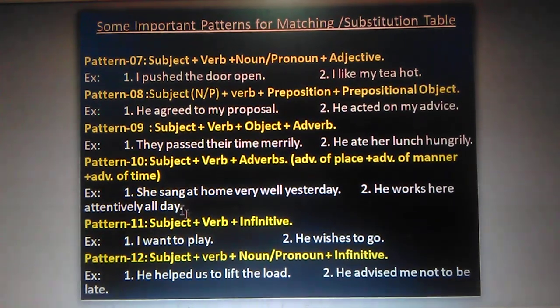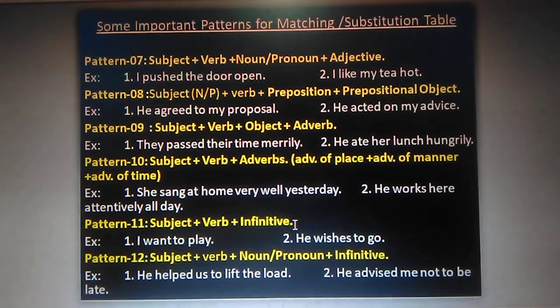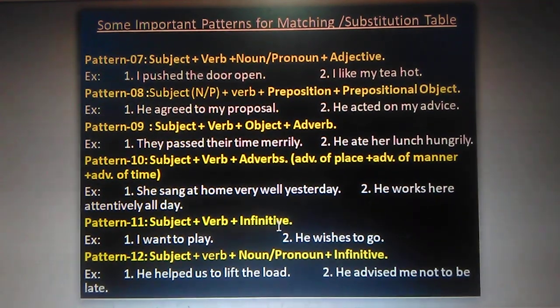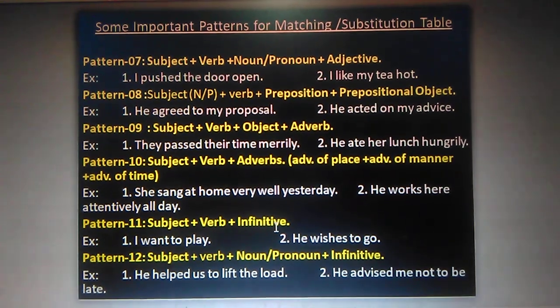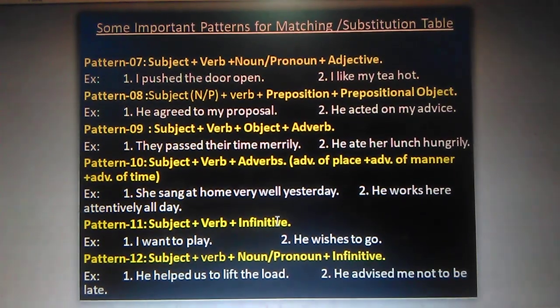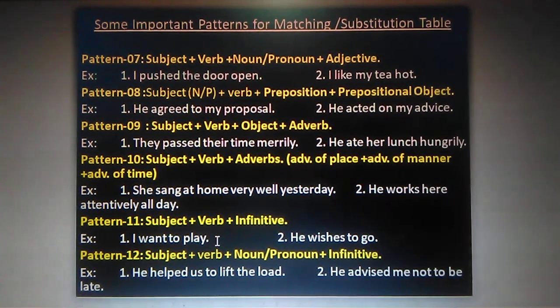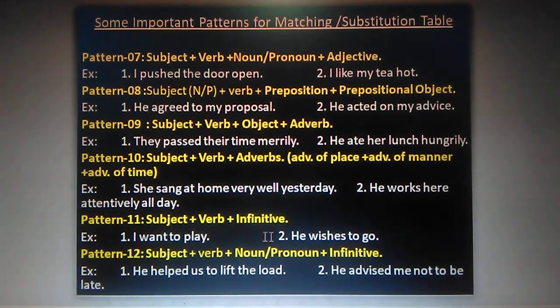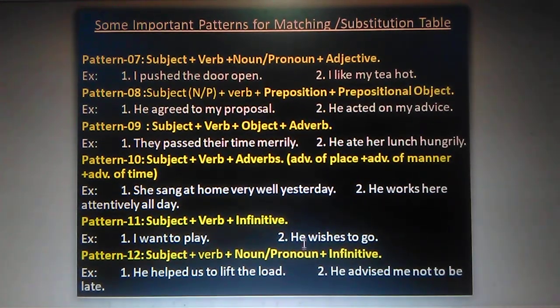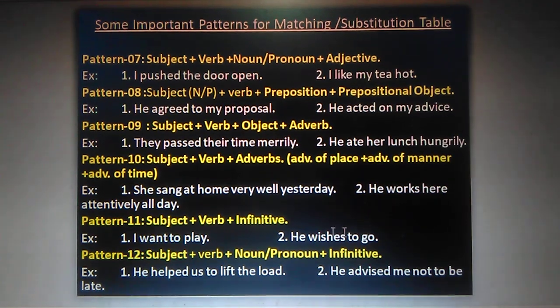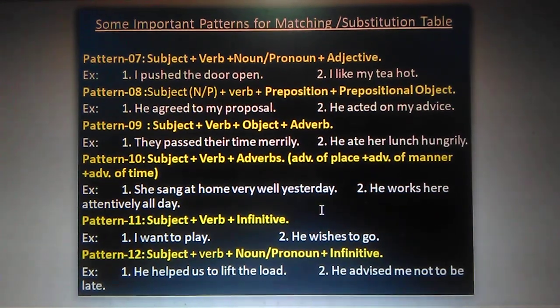Pattern 11. Subject plus verb plus infinitive. You know what is infinitive? Infinitive actually is 'to' plus the present form of the verb. So, I want to play. Here 'to play' is the infinitive. He wishes to go. So here 'to go' is the infinitive.